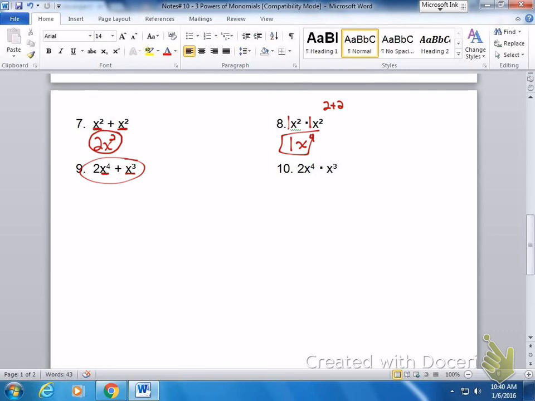And then the last one's number 10. I have a 1 in front of this x cubed, so I have 2 times 1 is 2. X to the 4th times x to the 3rd is x to the 7th.